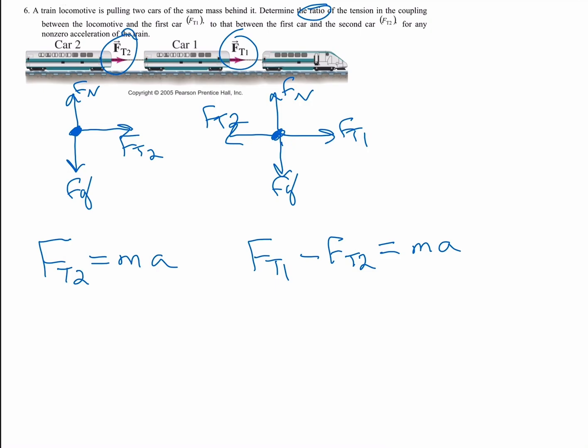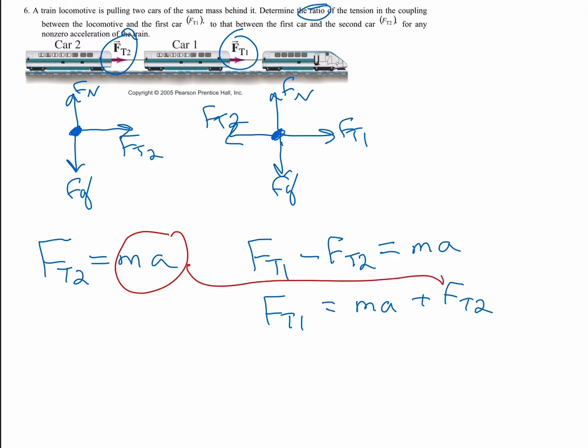Now, I can rewrite this to be FT1 equals ma plus FT2. Now, what I'm going to do is substitute this FT2 right there into where FT2 is in the other equation. So by doing that, I end up with a statement of FT1 equals ma plus ma, which is equivalent to 2 ma. So now I know that FT1 is 2 ma, and I had previously written that FT2 is ma.